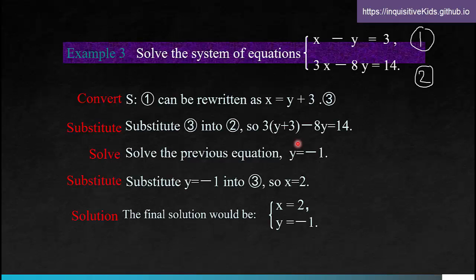Here you have the entire solution split into 5 distinct steps: convert, substitute, solve, substitute, and solution. So here you have to substitute 2 times because there are 2 variables. If there are more variables, you just have to substitute more.